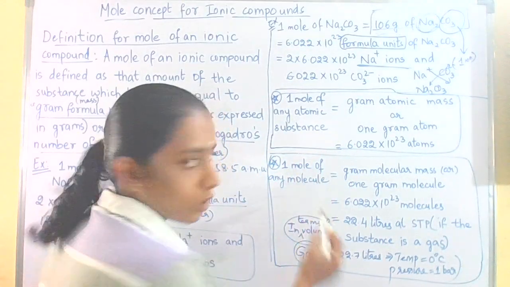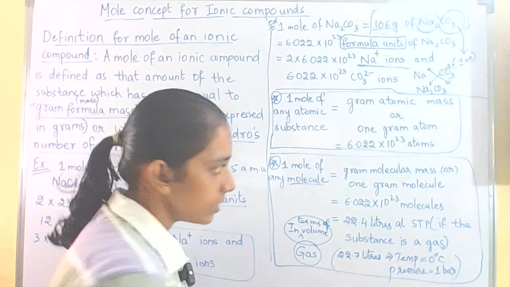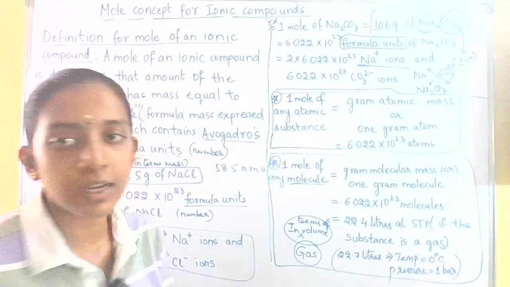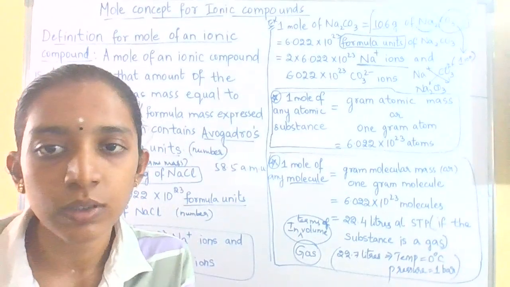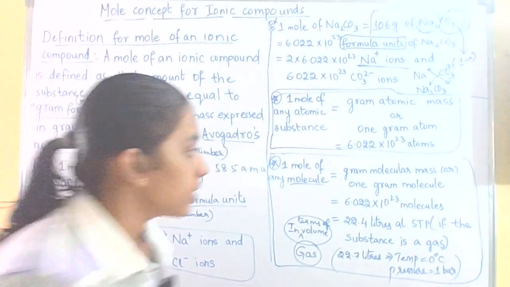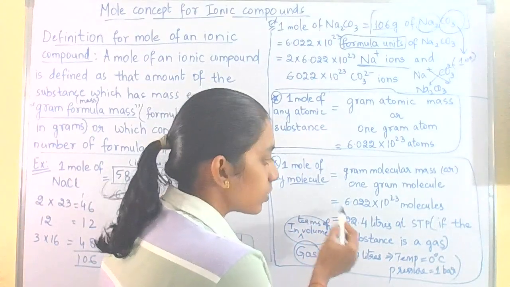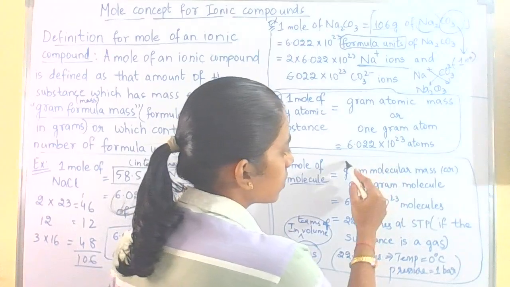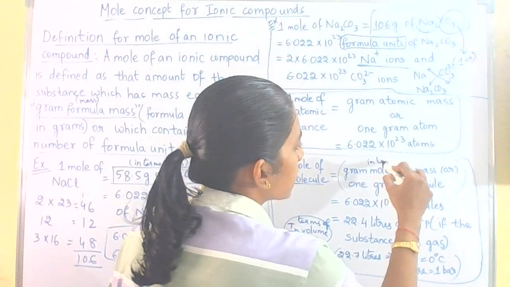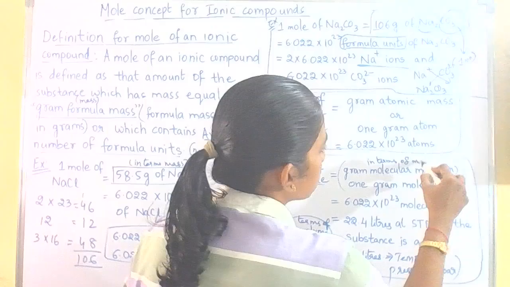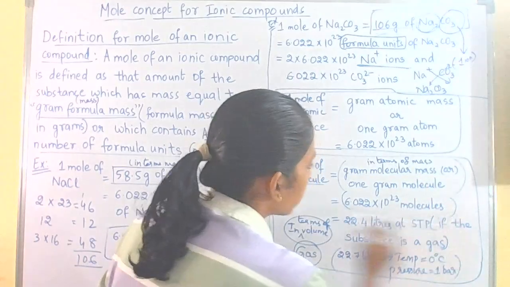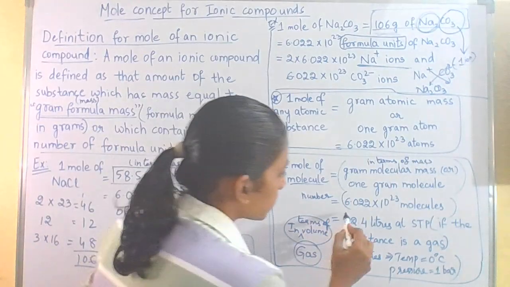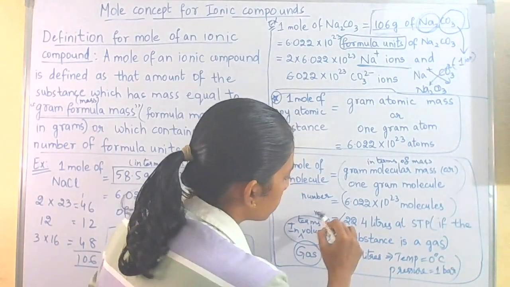Now the same formula, when we write it for molecules, this will be the formula. 1 mole of any molecule of any substance is equal to gram molecular mass or 1 gram molecule. I have already said that 1 gram molecule is equal to gram molecular mass. Now 1 mole of any molecule is also equal to 6.022 into 10 to the power 23 molecules. This was in terms of mass, and this is in terms of number. And now we'll write it in terms of volume. This is in terms of volume.